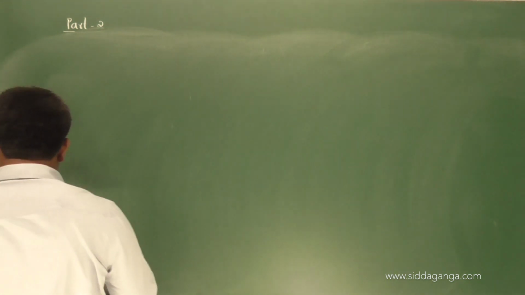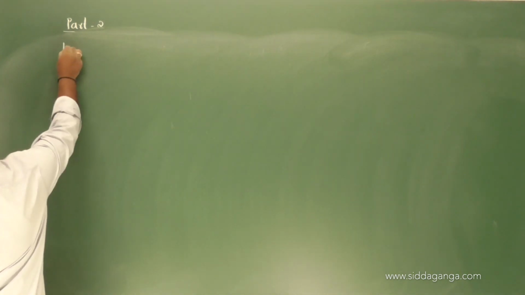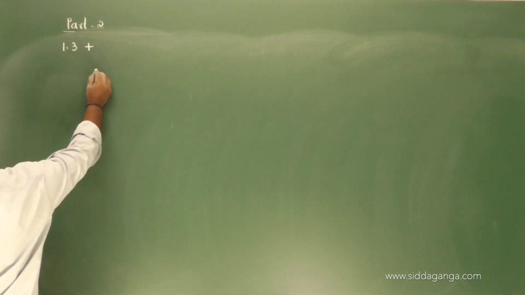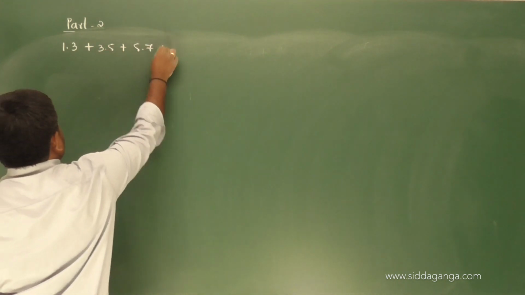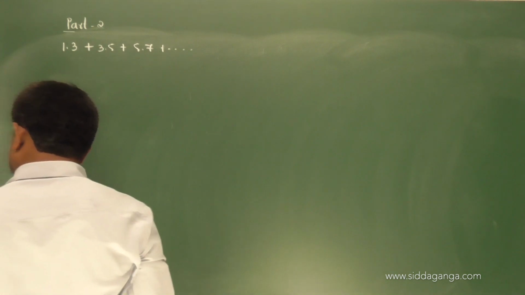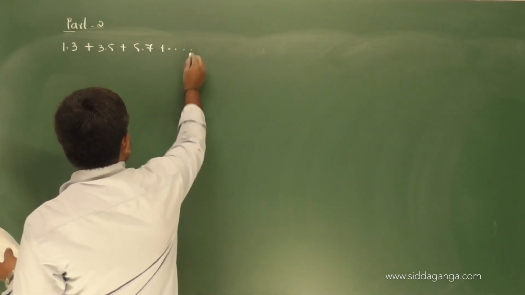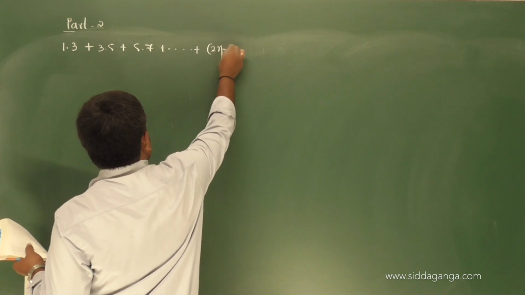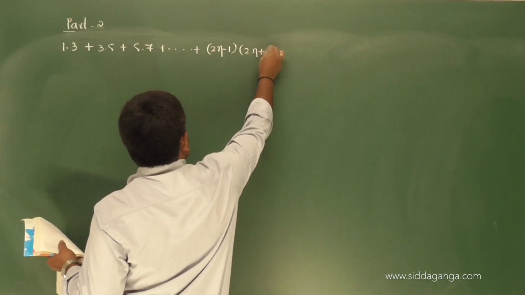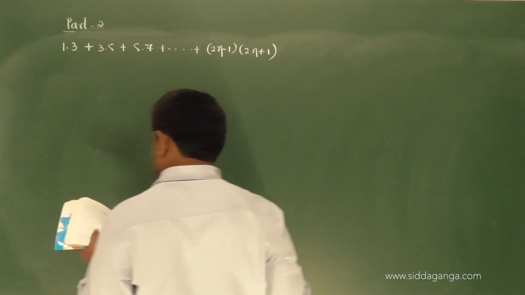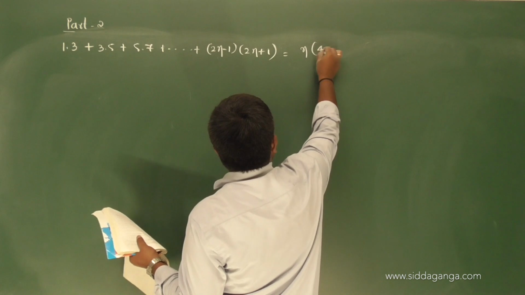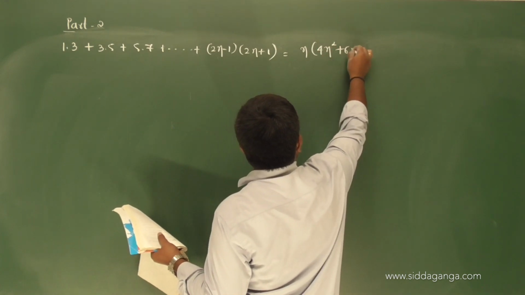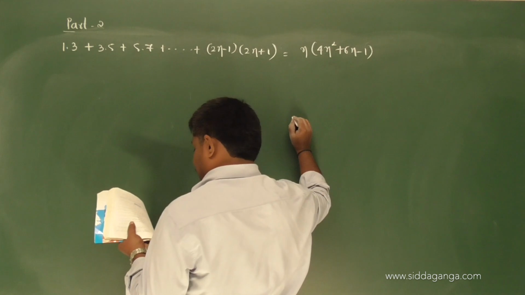Same question as before. By the principle of mathematical induction, prove that 1 into 3 plus 3 into 5 plus 5 into 7 and so on, so nth term is 2n minus 1 into 2n plus 1, is equal to n into 4n square plus 6n minus 1 by 3.